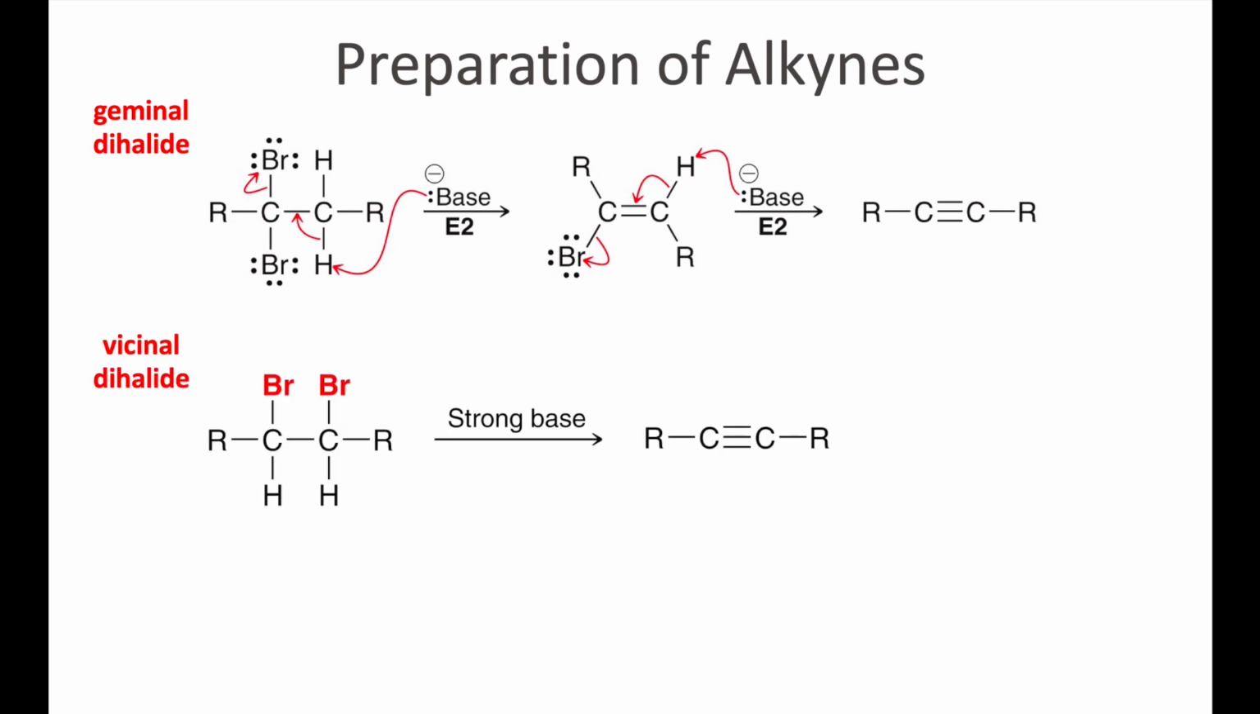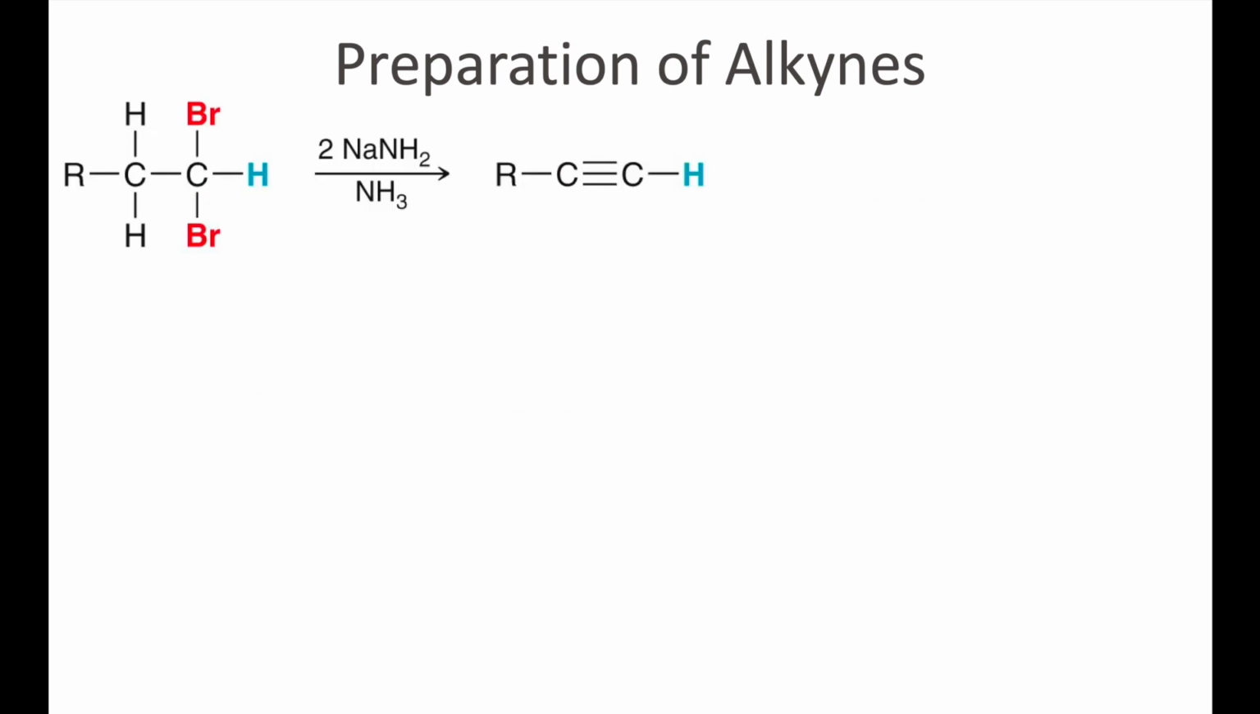So this is what we call a geminal dihalide, where both of the halogens are on the same carbon. You can also do this with what is known as a vicinal dihalide, where the 2 halogens are on adjacent carbons. Again, you would need that strong base to do 2 rounds of eliminations. And so most often, the strong base here will be the amide.